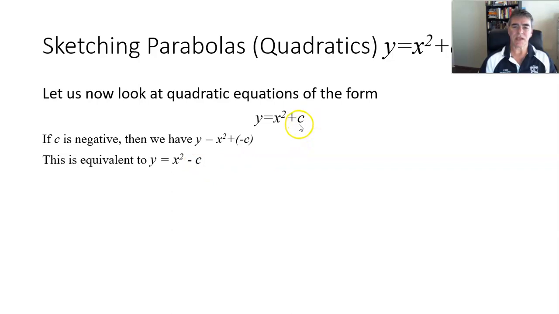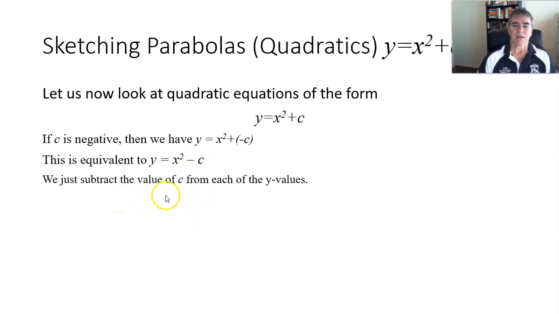So when c is a negative number, then we can rewrite it, and most often you'll see it as x squared minus c. So we're just going to subtract c from all of those values of y in the table. So the 9, 4, 1, we would just subtract that value from each of those. So we'll look at an example.